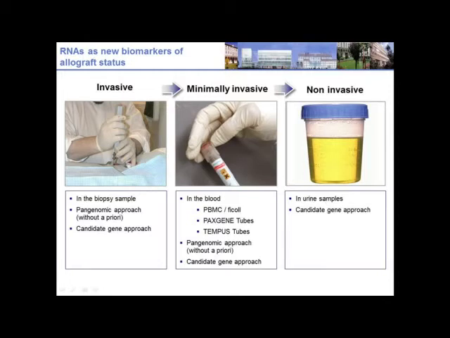In these different settings, we can use transcriptomics with different types of samples. You can use an invasive approach using a biopsy of the organ. You can use blood sampling, which is a minimally invasive approach with only a blood sample. And you can use, particularly in renal transplantation, a non-invasive approach using urine from our transplant patients.